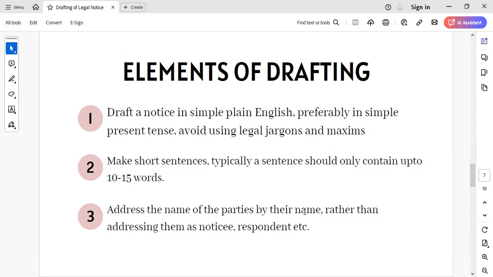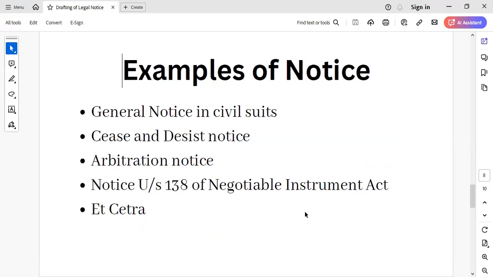Yes, sir. These are the three elements of drafting. Now, examples of notice. First, a general notice in a civil suit: you say please desist from doing this thing. Second, a cease and desist notice: stop and go away. Third is an arbitration notice: please come and talk. Before going to court, let us decide the case out of court. That is an arbitration notice under the Arbitration Act 1996.